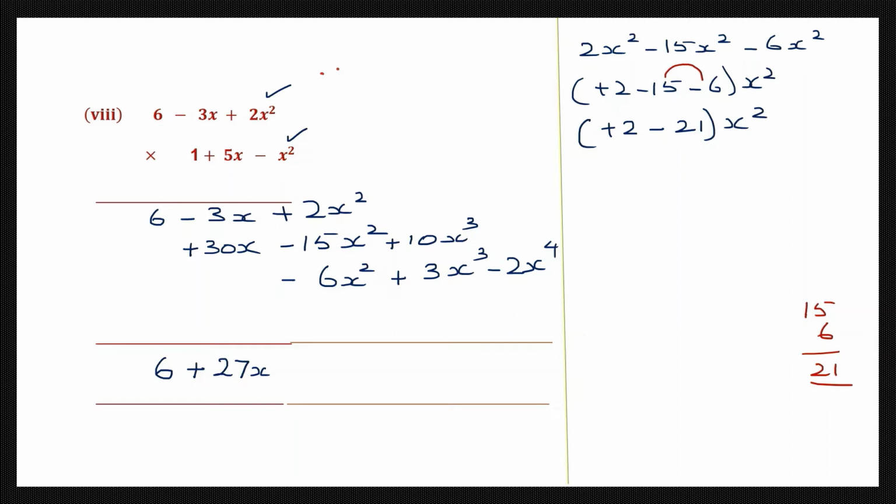Now here signs are different. So put the sign of the bigger number and subtract 21 minus 2. So we borrow 11 minus 2 is 9, 1, 19. So minus 19 x square. So here it is minus 19 x square. Now let's go to the next column, x cube. Signs are the same. Add 10 plus 3 is 13x cube. And then we have minus 2x to the power of 4.